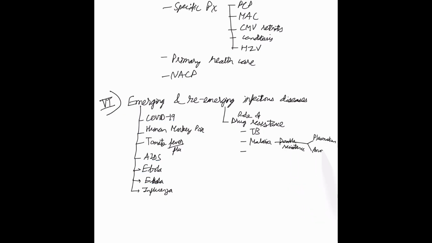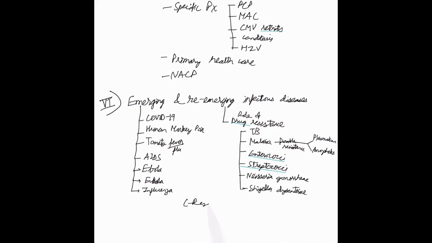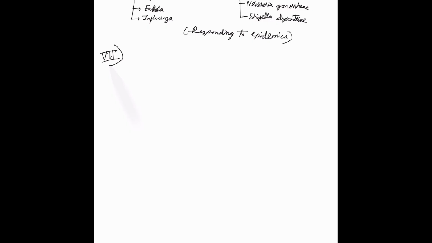a problem of double resistance because it's vector borne. The pathogen can become resistant, and the vector itself can become resistant to particular vector control measures. Then we also have enterococci, streptococci, Neisseria gonorrhoeae, and Shigella dysentery that are re-emerging. So we also know how to respond to epidemics of the same.